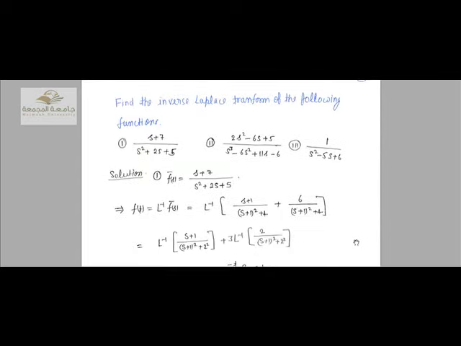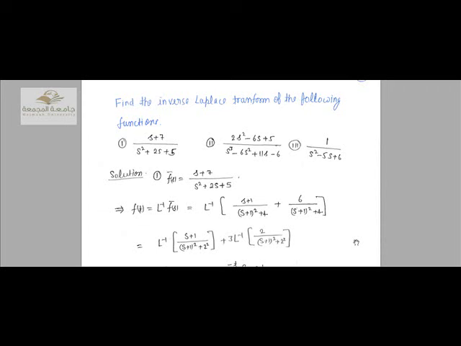Now we are going to solve some problems related to the inverse Laplace transformation. First example is (s plus 7) over (s square plus 2s plus 5). Second one, (2s square minus 6s plus 5) over (s cube minus 6s square plus 11s minus 6). And third one, 1 over (s square minus 5s plus 6).